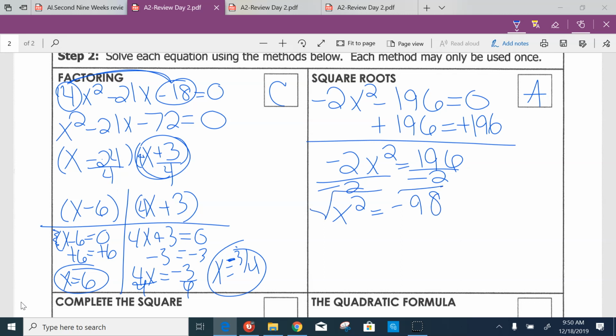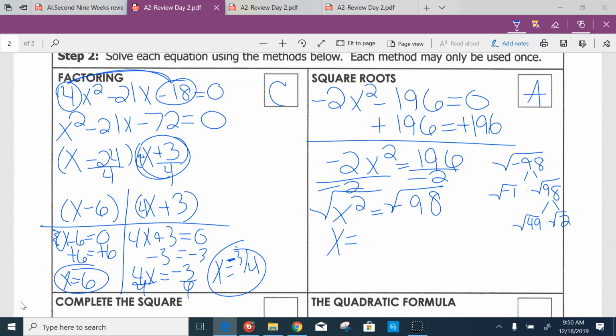Square root that, I get x equals the square root of negative 98. I have to use the negative 1 and the positive 98. 98 can be broken down to 49, which is a perfect square, times 2.